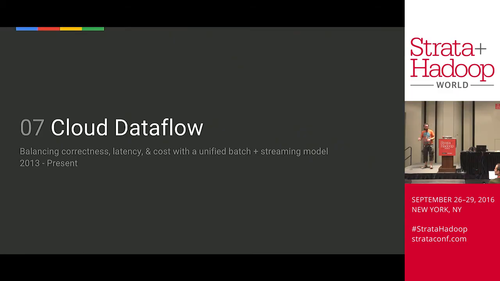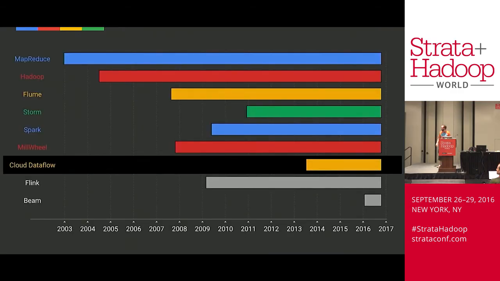So, Cloud Dataflow happened in, I want to say, 2013. Yeah, 2013-ish, Google basically decided, hey, we've got this Google Cloud Platform thing. We've been doing this MapReduce and Flume and MillWheel stuff. We should build this into a big product that folks in our cloud platform can use. So we went and built Cloud Dataflow.